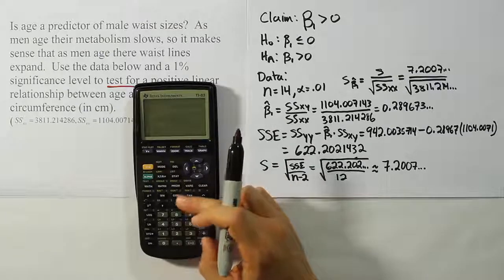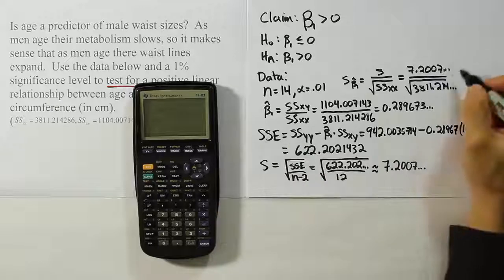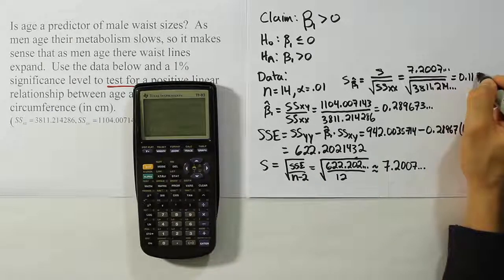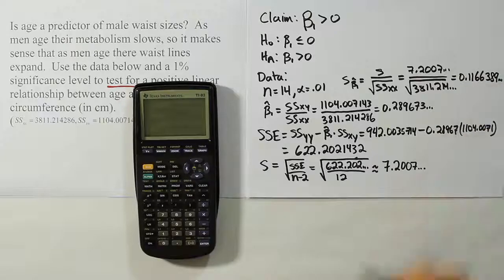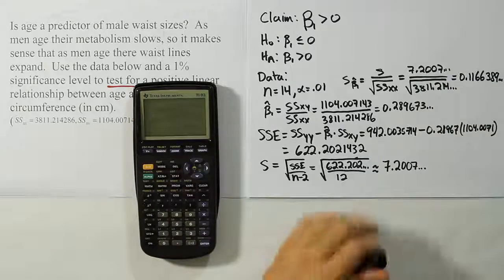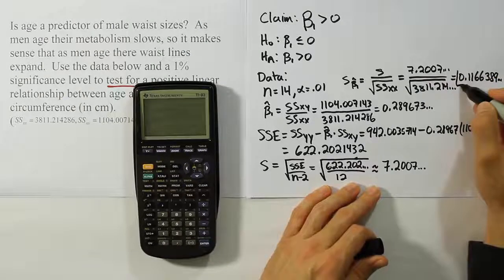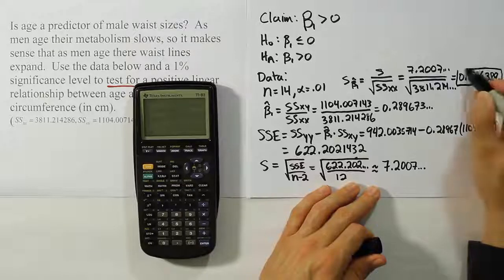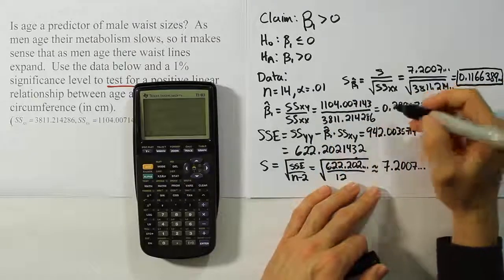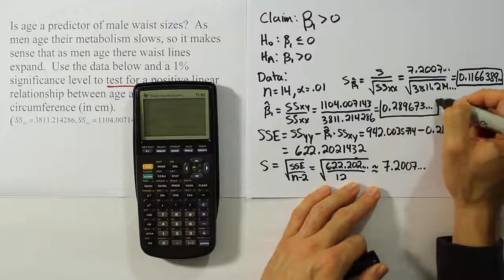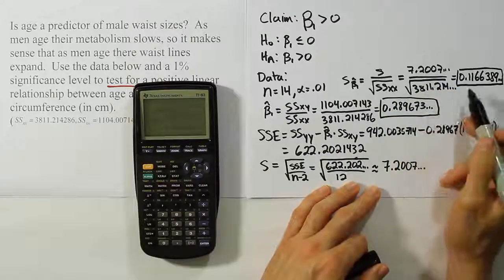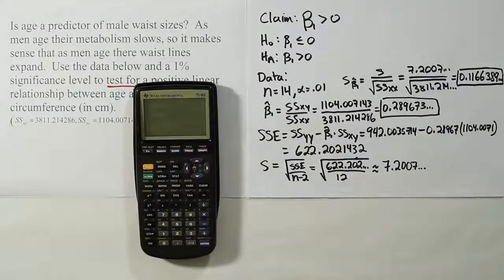Close it up, hit enter, and I get the final result for this guy as 0.1166389 dot dot dot. So it goes on and on and on. But we have enough decimal places there, I think. So there is our S beta 1 hat and our beta 1 hat here. Okay, so those are our values that we're going to need for our test statistic in the next step. So let's go ahead and get a new sheet of paper out and work out the test statistic.